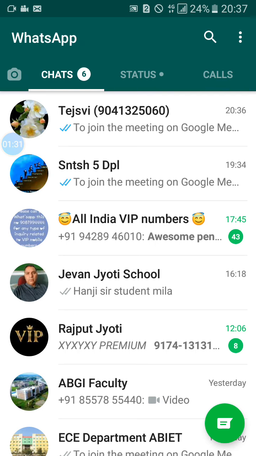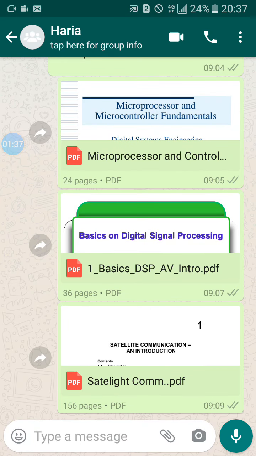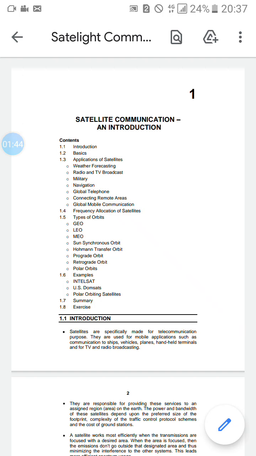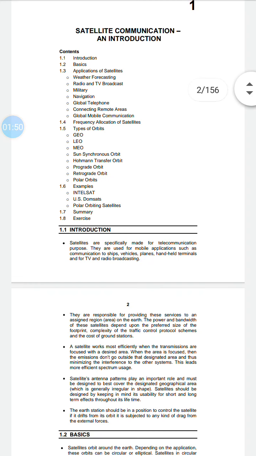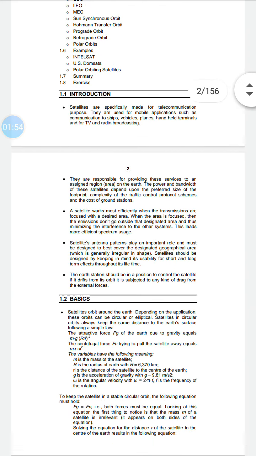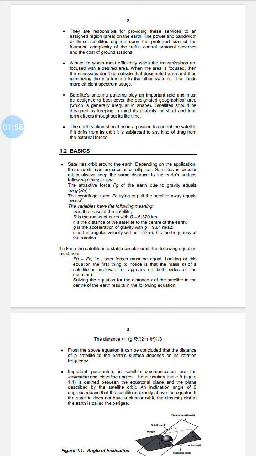Now I am going to take a lecture on satellite communication, in which I will explain all the literature regarding satellite communication. In that subject, we will discuss introduction, application of satellite, frequency application of satellite, types of orbit, examples, and basics.